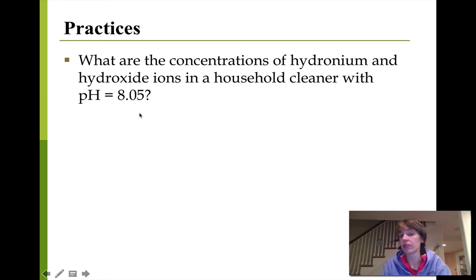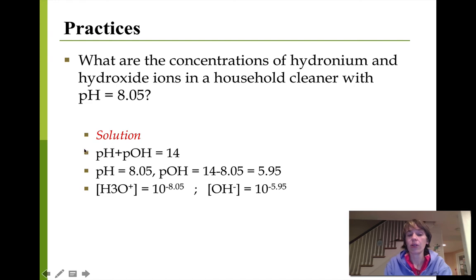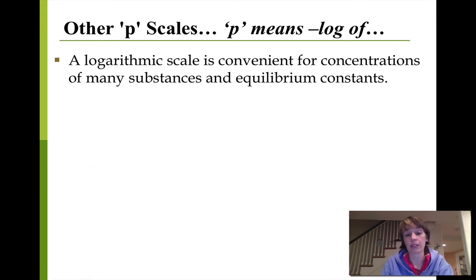How about a pH of 8.05? Another thing to keep in mind is that pH and pOH have to add up to 14. If the pH is 8.05, that means the pOH is 5.95, and the concentrations of the ions are 10 to the negative 8.05, or 10 to the negative 5.95 for hydroxide. You can type powers of 10 like this into your calculator. They don't have to be whole numbers to be used as exponents, so on your calculator you can just type 10 to the power of negative 8.05.